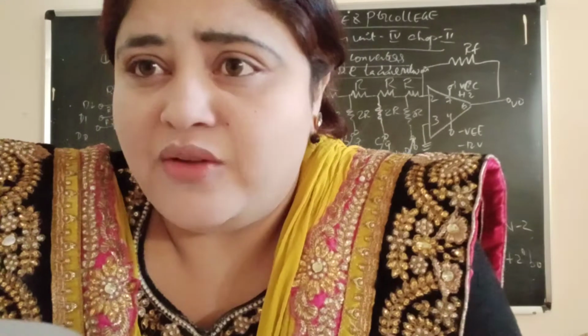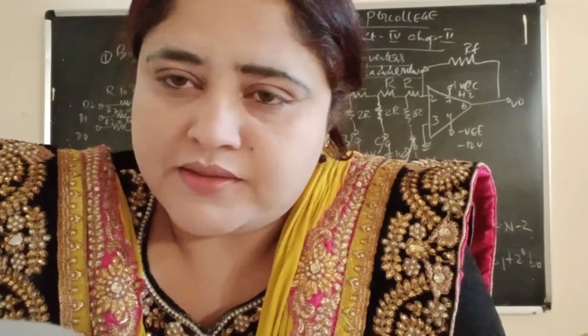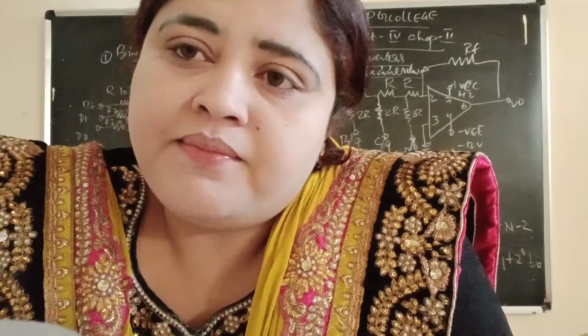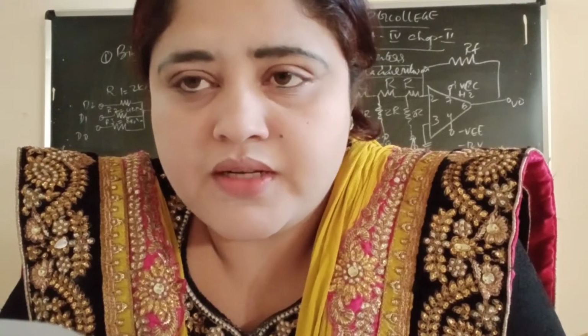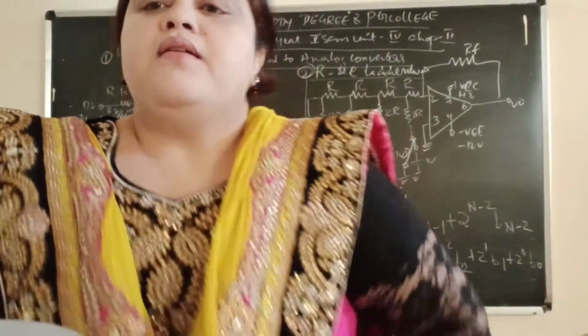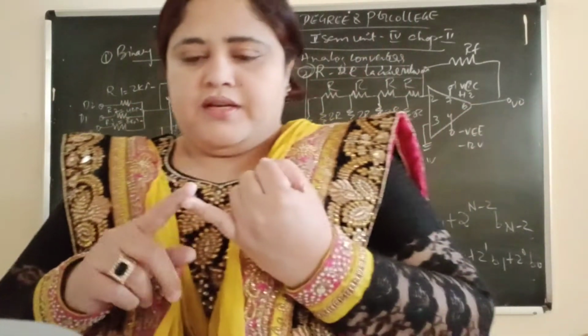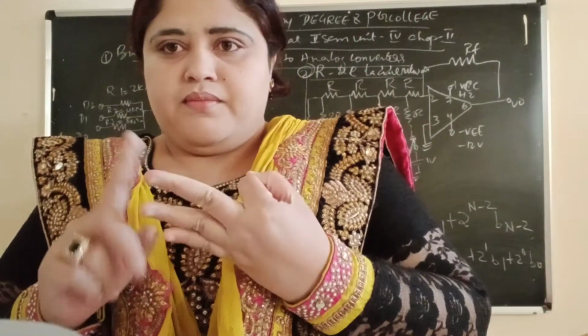So the decimal value indicates what? Analog. And the digital value indicates what? Zeros and ones. Digital means zeros and ones, and analog means it will also be in the form of waveforms, like sine waves and square waves. Now today we are going to start the digital to analog converters. Digital to analog converters are of three types: current type, voltage type, multiplying type.